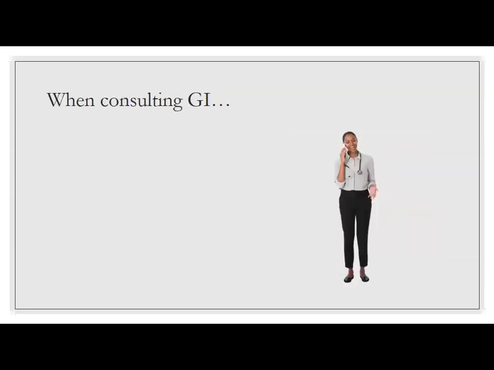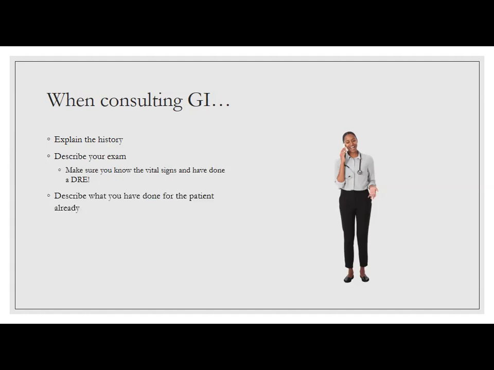Okay, so you've evaluated the patient, you've done the initial workup and management, so now you call GI. What are the things you want to tell them? Explain the history. So make sure you tell them like this patient has cirrhosis or they're on warfarin. Describe your exam. You definitely want to emphasize like vital signs and they're going to ask you about a DRE, so make sure you've done one and tell them what you've already done for the patient, which we already talked about, IV access, all those things. It's going to be helpful to make that an effective phone call.